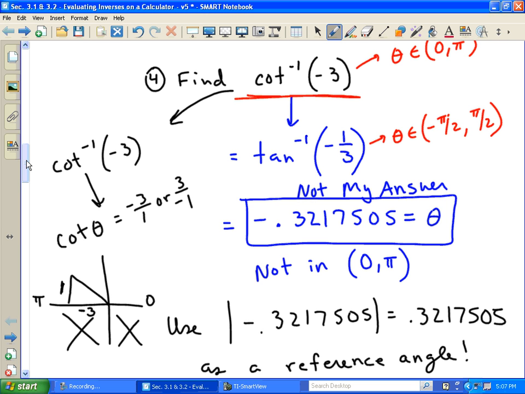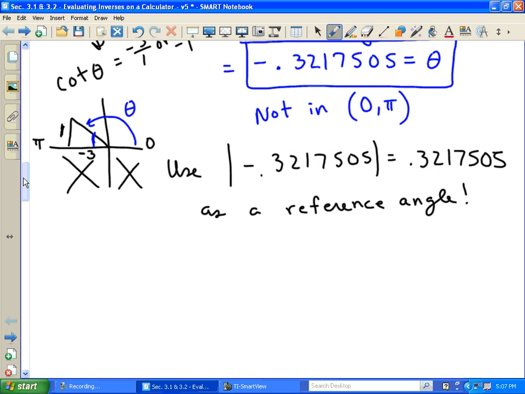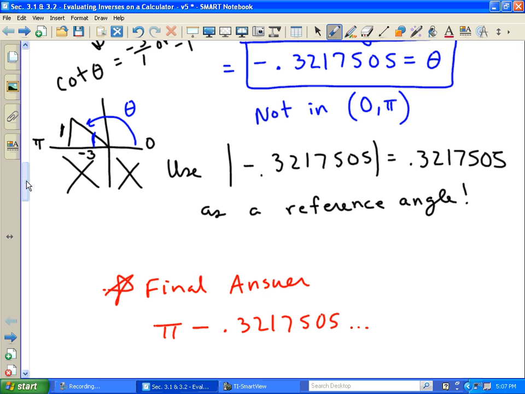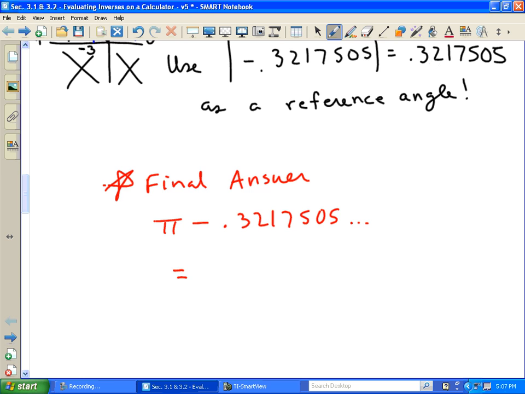Okay? So using this 0.321750 as a reference angle, then you can see that what we need to do to figure out the angle from here around, which would be my answer, I need to take that reference angle and subtract pi minus that value. So on here, my final answer should be pi minus 0.3217505, and so forth. Okay, we'll do that on our calculator.